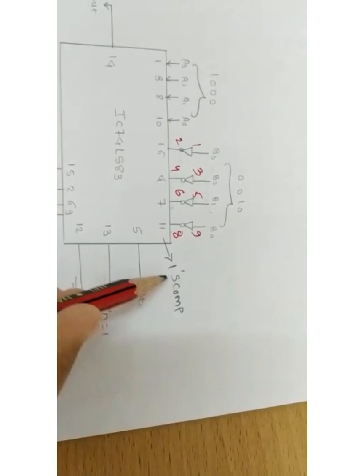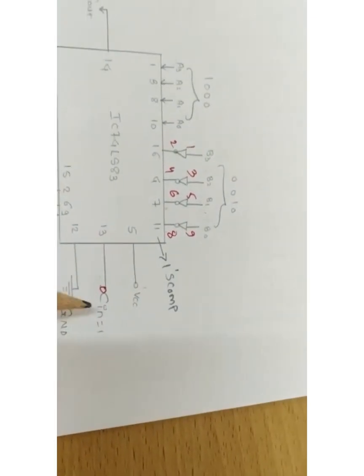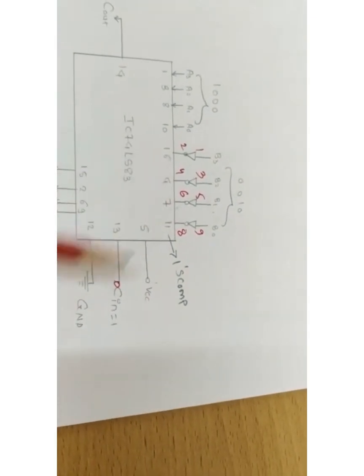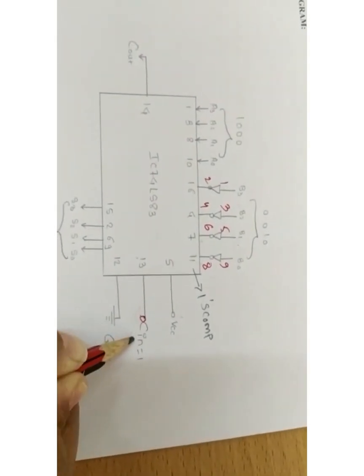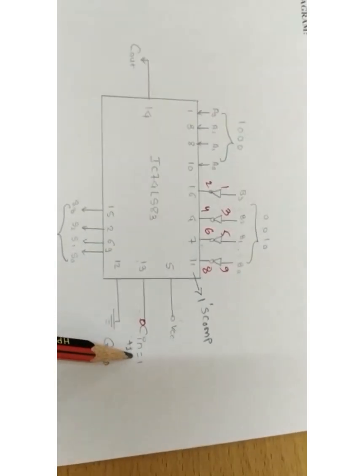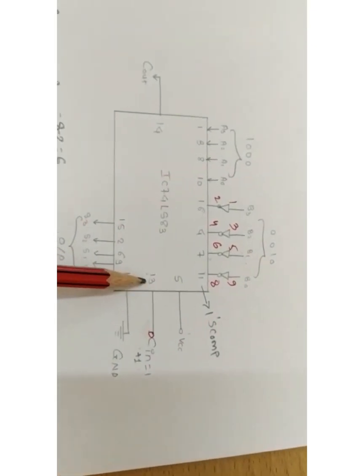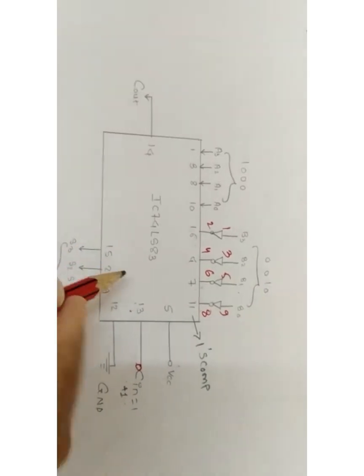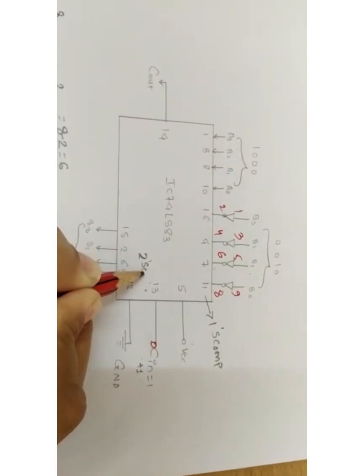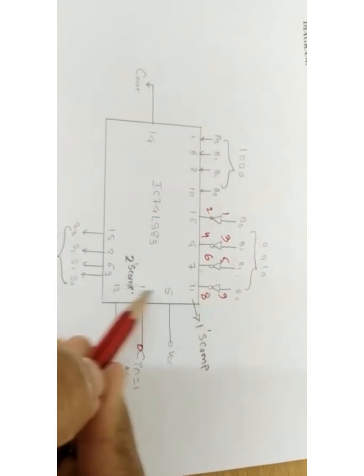Now how to make it the 2's complement? In this 1's complement I am adding the 1 here, so this is your plus 1. That is, C in equals 1, at pin number 13. So that makes the 2's complement, and you are getting here the 2's complement of the second number.